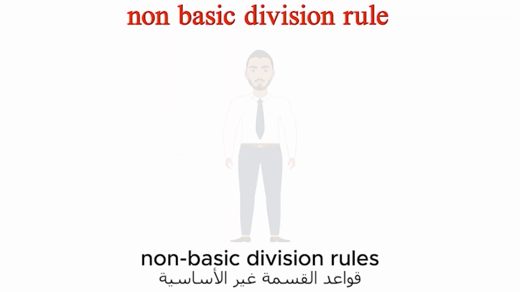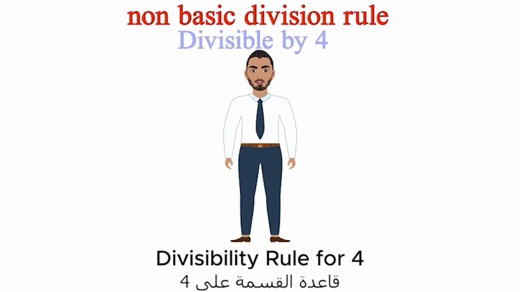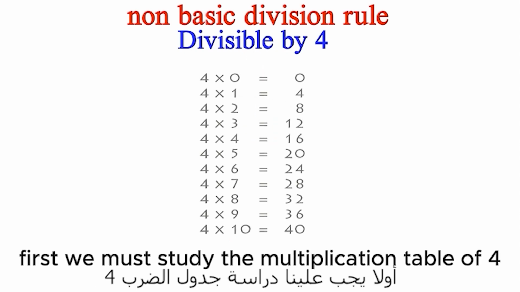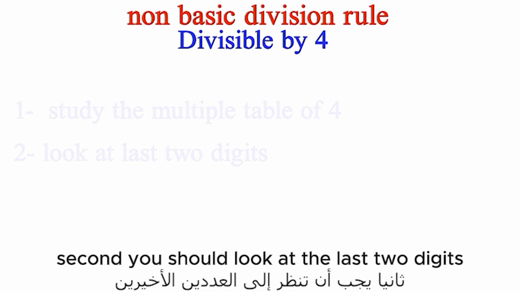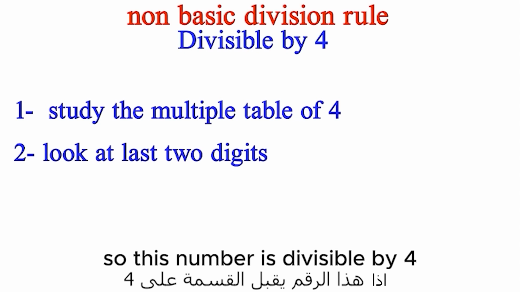Non-basic division rules. Remember that non-basic is a part of basic. Divisibility rule for 4. To find out if a natural number is divisible by 4, first we must study the multiplication table of 4. Second, you should look at the last 2 digits. If you can find these 2 digits in the multiplication table of 4, then this number is divisible by 4.